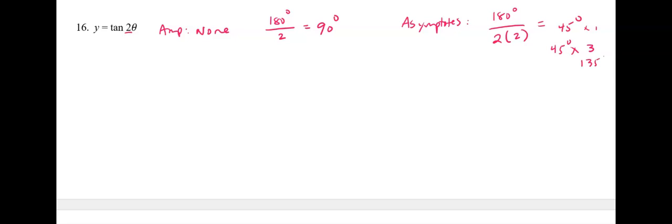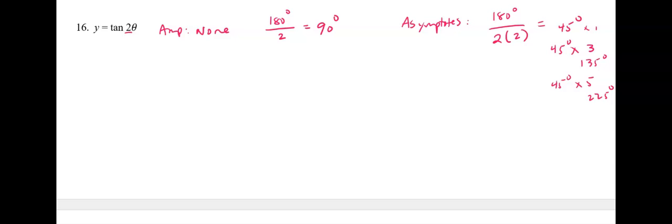And then for asymptotes, we have these vertical asymptotes for tangent, and we find those by doing 180 degrees divided by 2 times whatever the factor in front of theta is. So the first one will be 180 divided by 4, which is 45, and then the others you just multiply by odd numbers. Like this will be like times 1. So just go to the next odd number. 45 times 3 is 135. 45 times 5 is 225, and so forth.